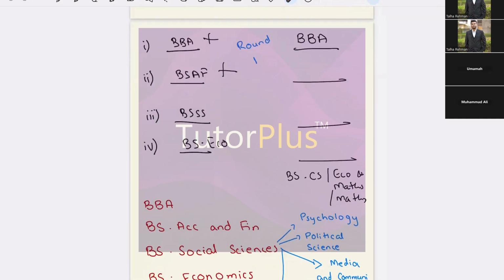Is this clear to you? Yes, but you have to get the minimum marks across all areas, beta, as in across the three sections.